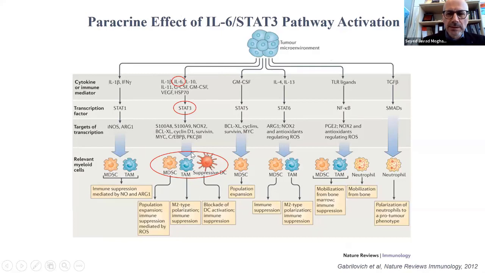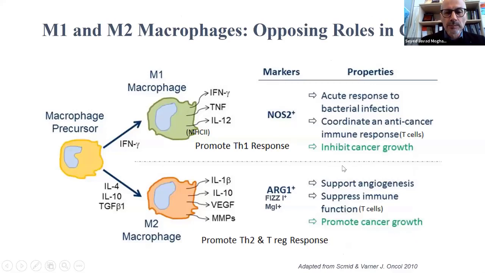And as I mentioned, most of their pro-tumor and immunosuppressive function is mediated by IL-6 and STAT3. Among those cells are tumor-associated macrophages, which could have different phenotypes. This is a simplistic version of macrophage classification, divided between M1 and M2 macrophages. M1 are the ones that fight bacterial infection, and they coordinate an anti-tumor immune response and inhibit cancer growth. They can promote a Th1 response, and they express NOS2. The M2 macrophages are the ones that have pro-tumor function.